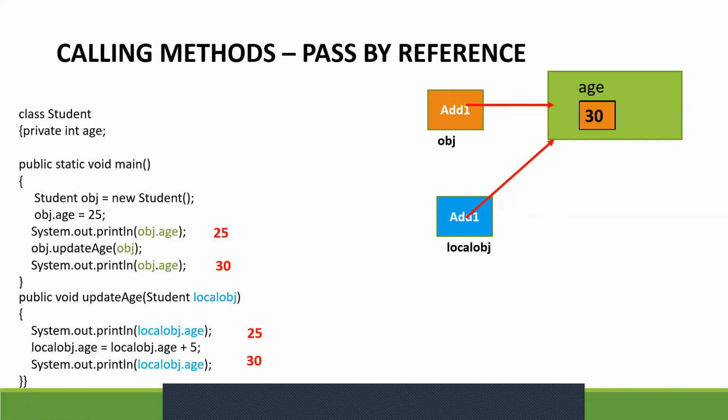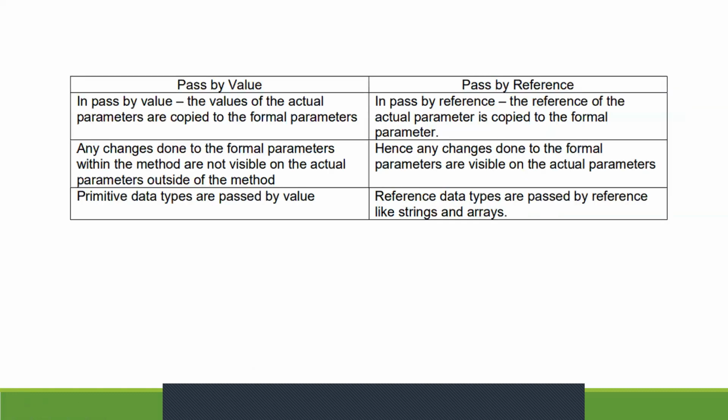Okay, so this part comes only in theory, and what we need to know is to differentiate between pass by value and pass by reference. So in pass by value, the value of the actual parameter is copied to the formal parameter. Okay, and in pass by reference, what are we copying? We were copying that address. The address is also known as a reference. So this is very easy to remember. In pass by reference, the reference of the actual parameter is copied to the formal parameter.